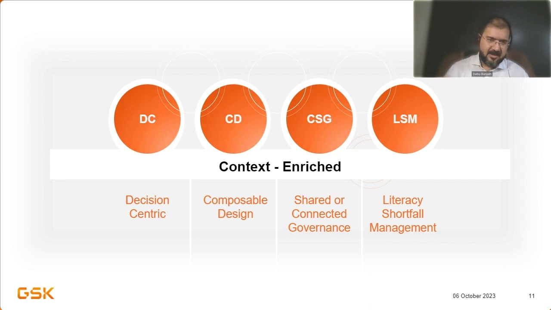And our governances, this is very difficult. It should be shared or connected. Well, I'm telling you, this is not an easy deal. Different department, different fraternity have their own way of looking at things. But if somehow we can make them connected and shared, probably that'll help us a lot. And we need to invest a lot in literacy shortfall management from both the parties. That is the learning curve. We need to invest in that.